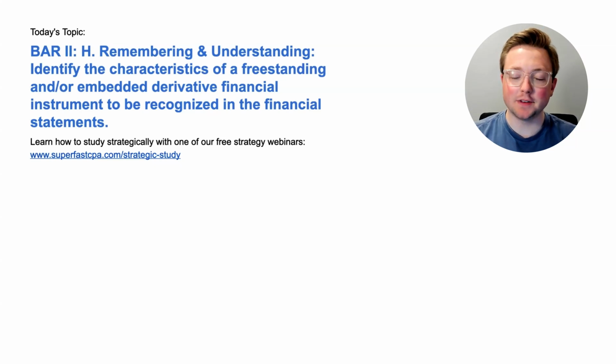I'm Logan, and in today's video, we're going to be going over bar area 2. This is section H. This is a remembering and understanding topic. Identify the characteristics of a freestanding and/or embedded derivative financial instrument to be recognized in the financial statements. And we're going to be doing that the SuperfastCPA way, which is diving straight into the questions to learn the material.